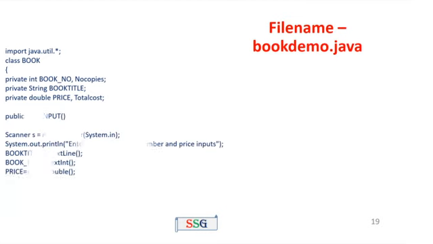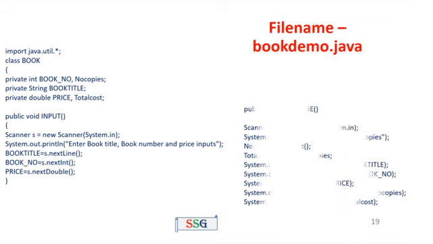The next one, methods. The first method, public void input. So the input function gets three inputs from the user: one is book title, second one is book number, third one is price per book. Okay, so Scanner s = new Scanner(System.in); System.out.println enter the book title, book number and the price inputs. Next, book title, s.nextLine, that is book title is a string, so we have used the nextLine command. Book number is integer input, s.nextInt. Price amount is double, s.nextDouble. This is void input function, it is over.